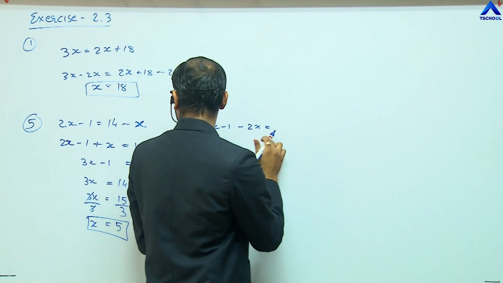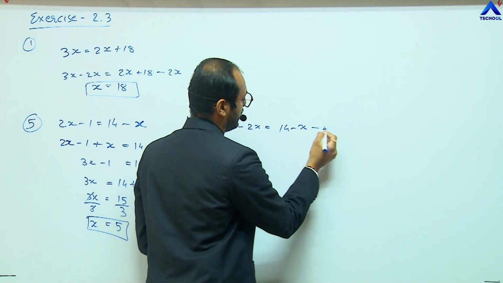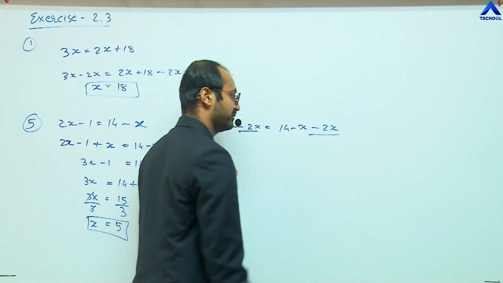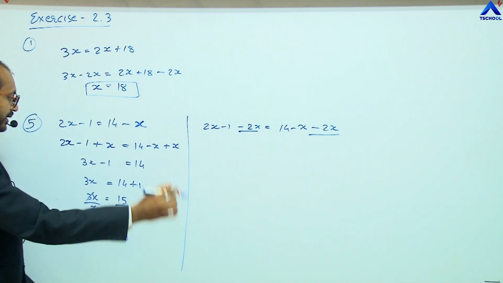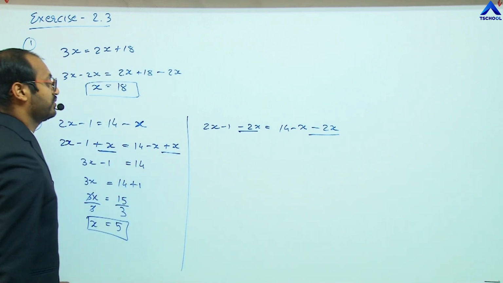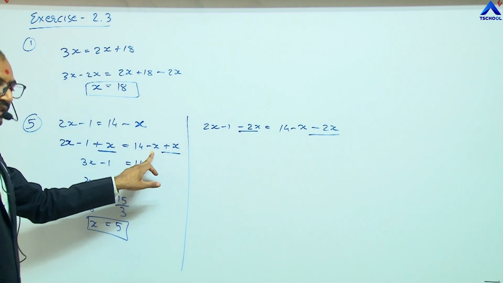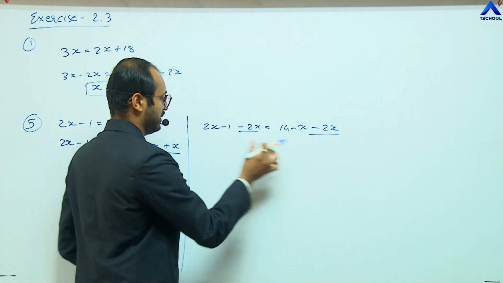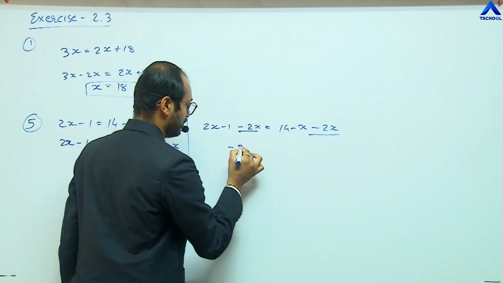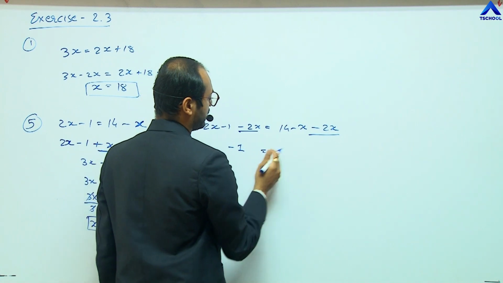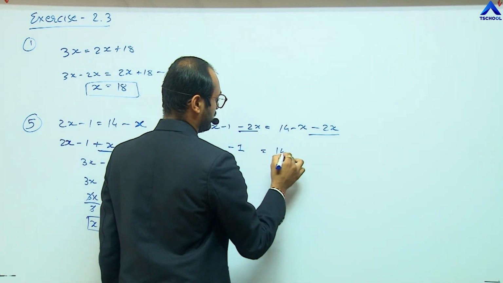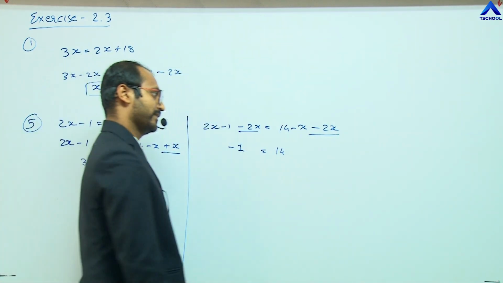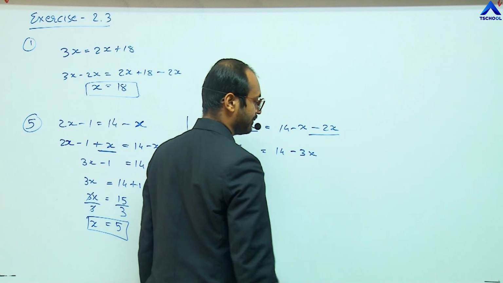So here 14 minus x minus 2x. We are subtracting 2x on both sides. See here. Clear? Here we are adding x on both sides to remove this x. Here we are subtracting 2x to remove these 2x. Plus 2x minus 2x gives 0. So here is remaining minus 1, and here 14 minus x minus 2x gives minus 3x.